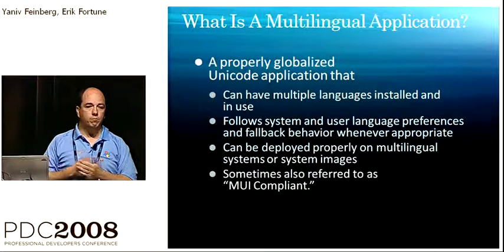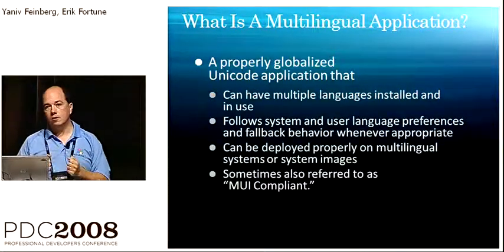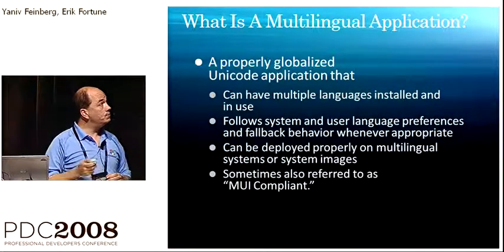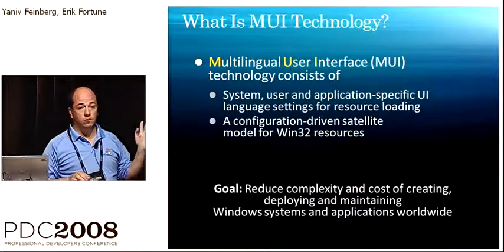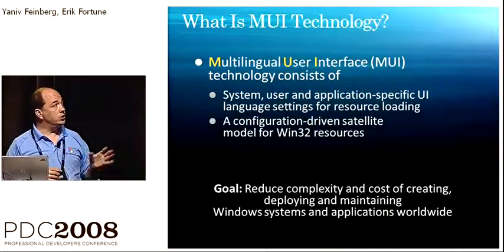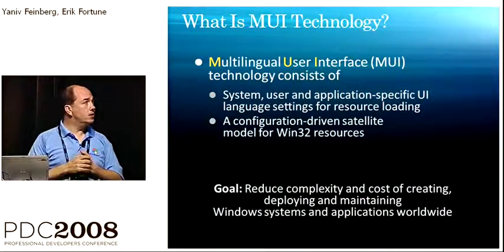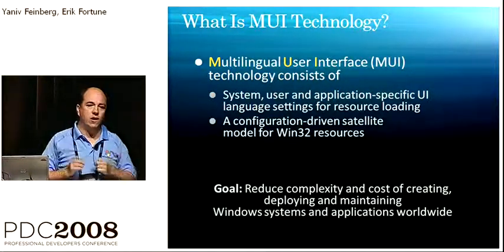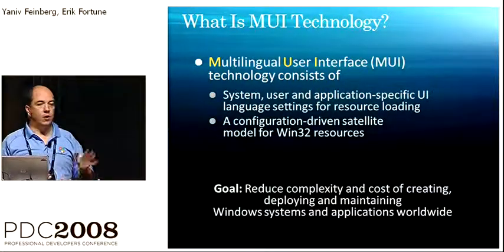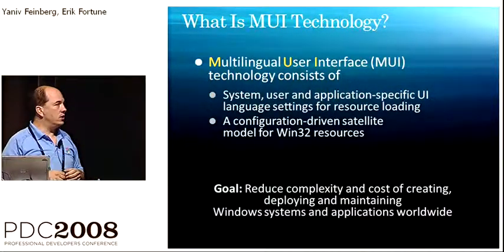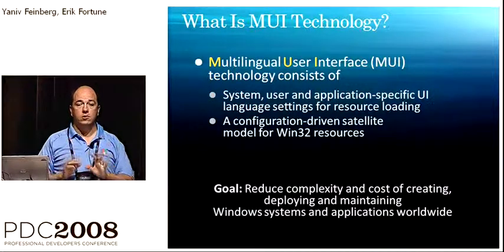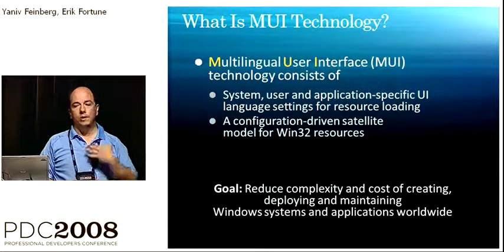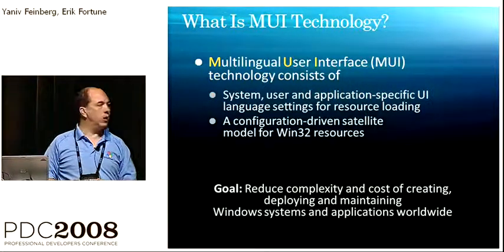So if you have an OEM or a corporation or somebody coming to you and saying, please make your apps MUI compliant, or sometimes they'll say MUI compatible, this is really what they're talking about. And that's a little confusing because MUI is also a technology. That technology consists of a bunch of common settings for choosing your UI language, which didn't really exist when we had a single language system. And those are at the system, user, and application level. And then there are also some extensions to the Win32 resource model to allow satellite-driven resource loading, which makes it possible to ship multiple languages side by side.